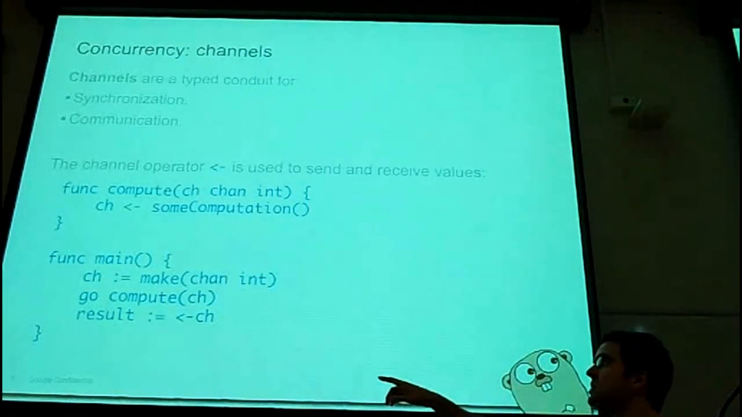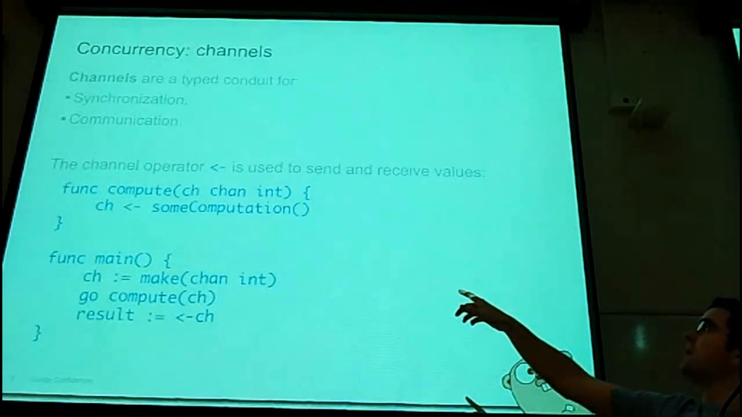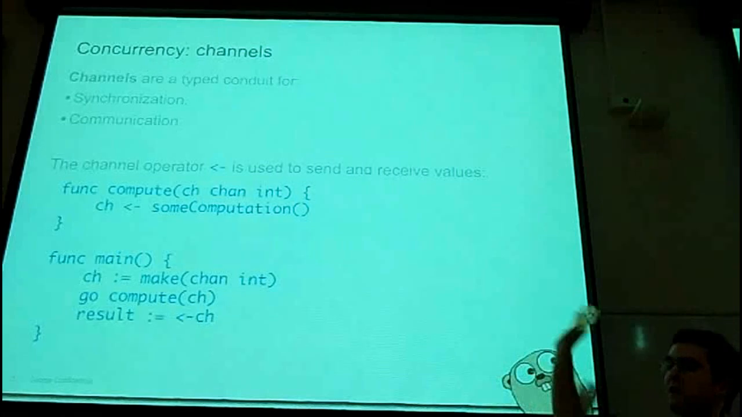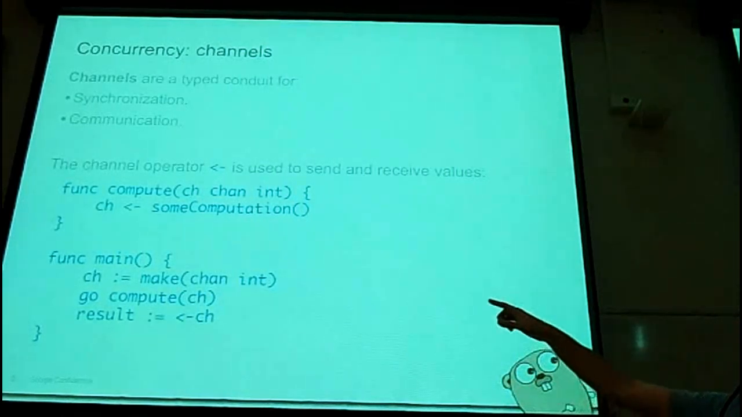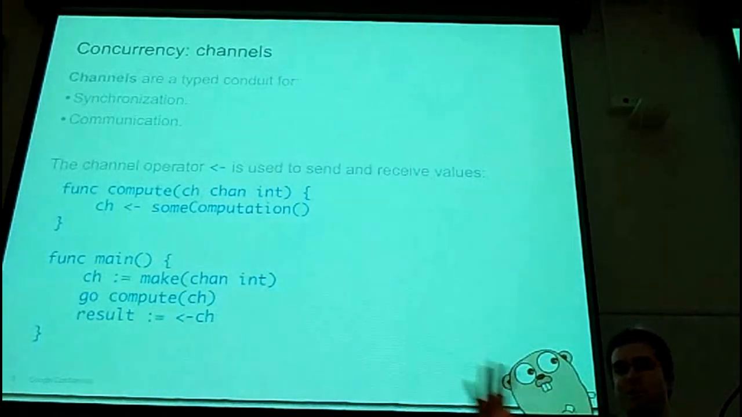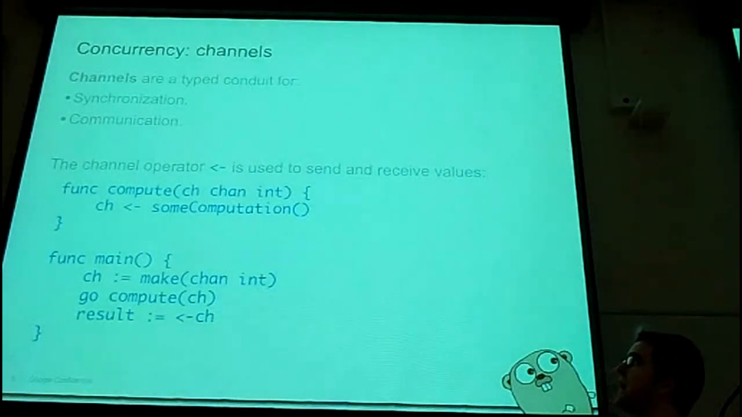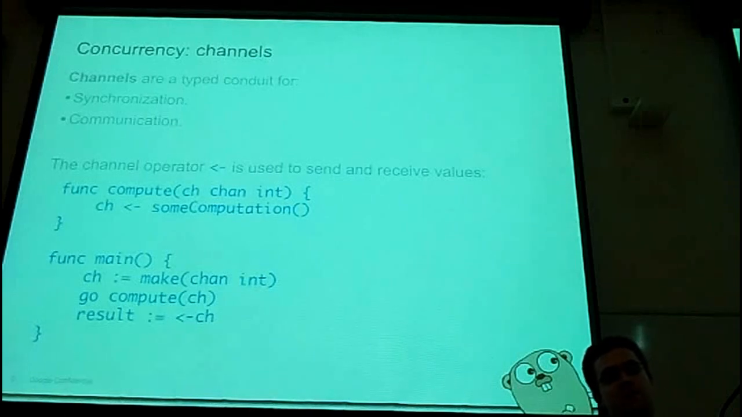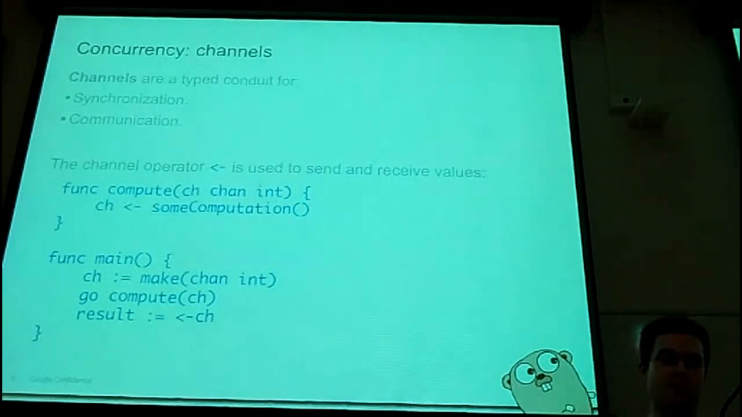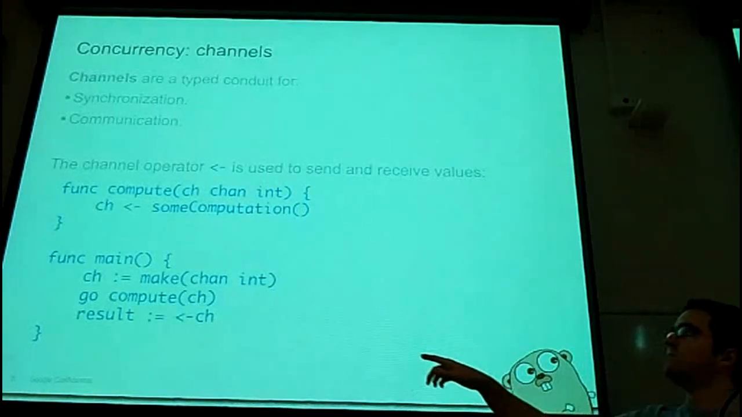And then I perform a receive on the channel and store the value in result. So in my compute function, I call some other function that does something expensive that I want to do somewhere else, and then send the result to CH. I'll have my main function running in the main Go routine, which exists when programs start, and then my compute function running in a new Go routine, and the channel transports the value from CH to the result variable there.